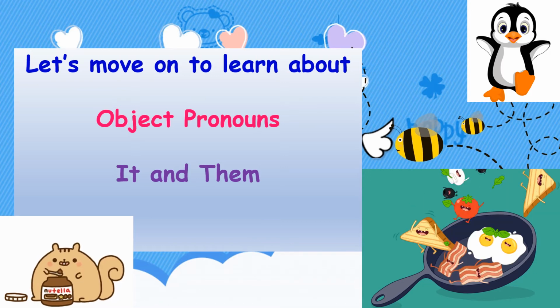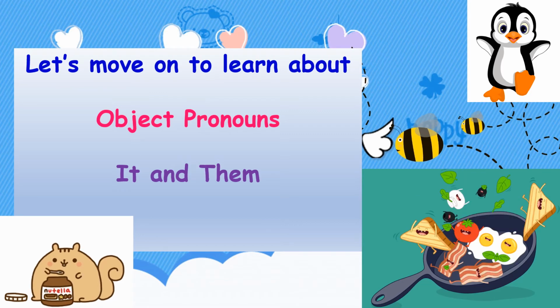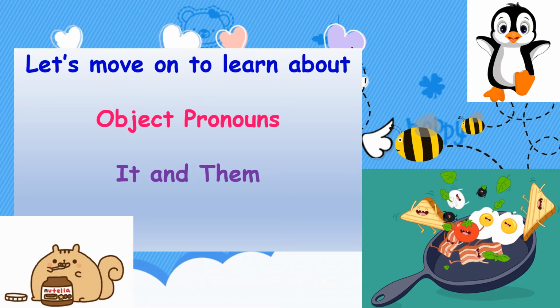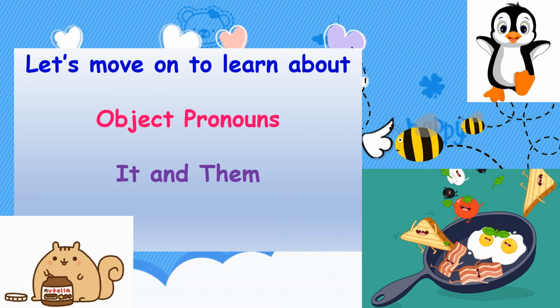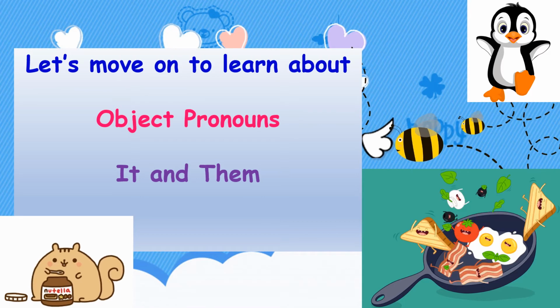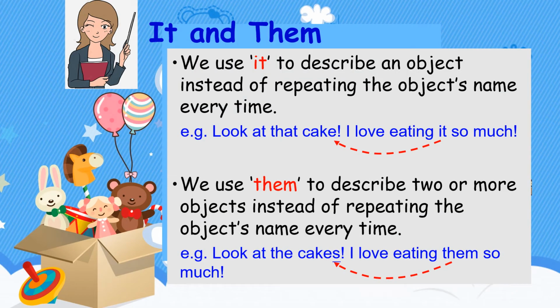Let's move on to learn about object pronouns. Today, we're going to talk about it and them. We use it to describe an object instead of repeating the object's name every time. We can use it to describe countable nouns when there is only one. We can also use it to describe uncountable nouns.